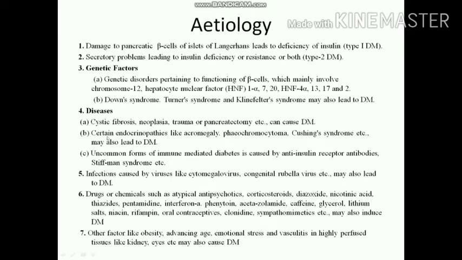And number B is certain endocrinopathy like acromegaly, pheochromocytoma, Cushing syndrome, etc. may also lead to DM. And uncommon forms of immune-mediated diabetes are caused by anti-insulin receptor antibodies and Stiff-man syndrome, etc. This can cause diabetes mellitus. Number 5 is infections caused by viruses like cytomegalovirus, congenital rubella virus, etc. may also lead to the DM.